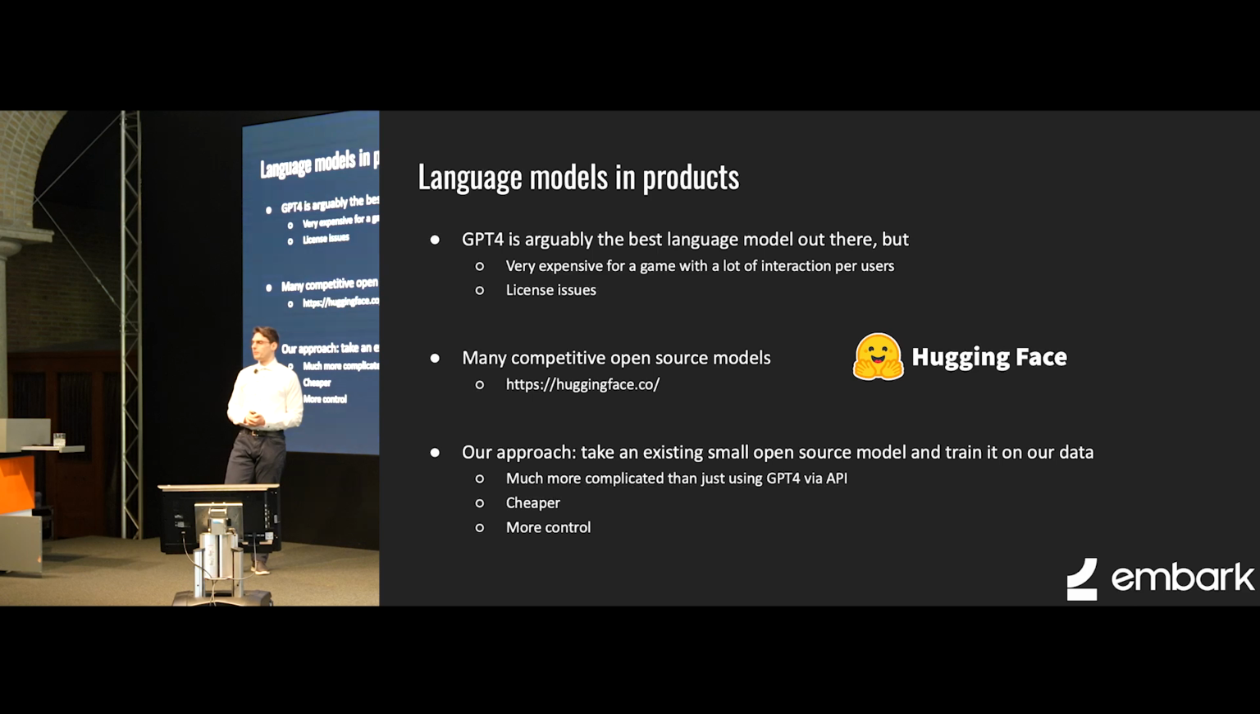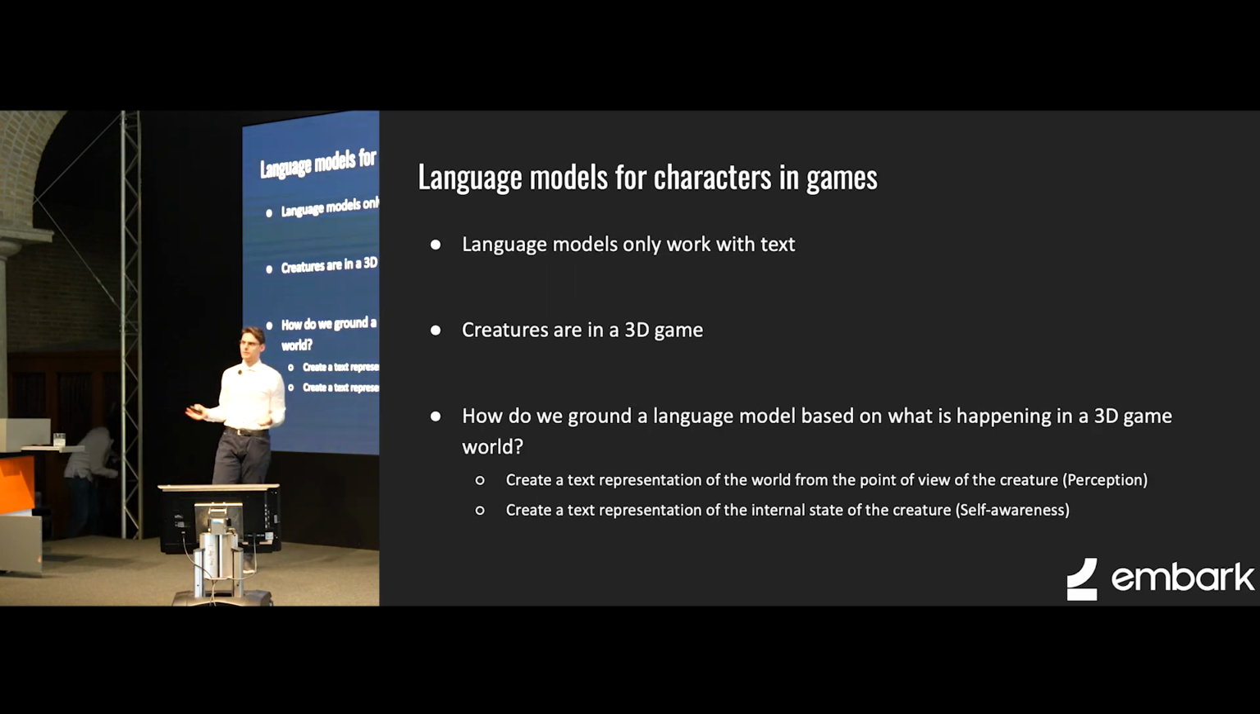Fortunately, there are many competitive open source models out there, and you can find a lot of them on a website called Hugging Face. So our approach was to take an existing, smaller open source model and train it on our data. This is, of course, much more complicated than just using GPT-4 with an API, because you need to have engineers like me who are training the model and deploying it. However, we think that in the long run, this might give us more control and it's actually going to be cheaper.